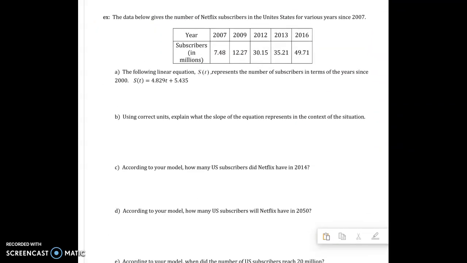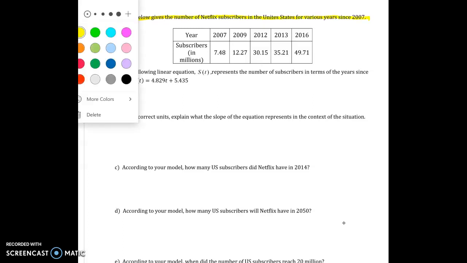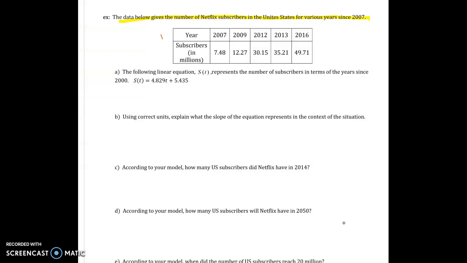So on this one, we've got our equation. So let's read what it says. The data below gives the number of Netflix subscribers in the United States for various years since 2000. So again, we have our x, which is our years, and then we have our y, which is subscribers in millions. So 7.48 million, 12.27 million. And then they gave us an equation that follows that data. And again, this is the years since 2000.